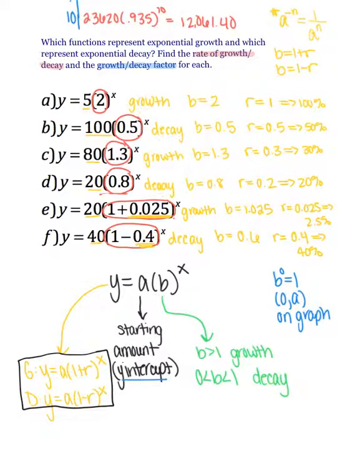But it's nice for you guys to see that the 1 plus r and the 1 minus r, they just translate to one value when they're simplified that we can call b. And if we know that b greater than 1 is growth and b in between 0 and 1 is decay, then we are all set. So now let's take a look at a couple examples.